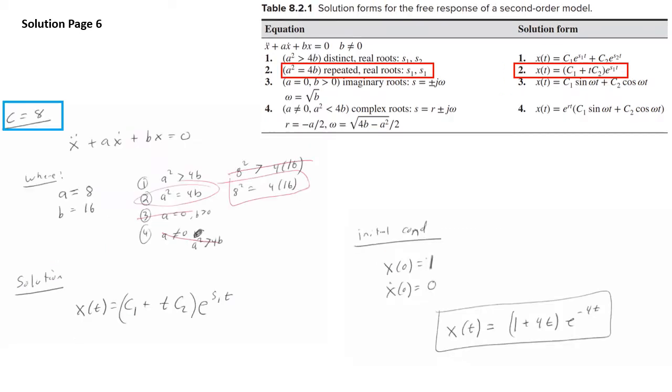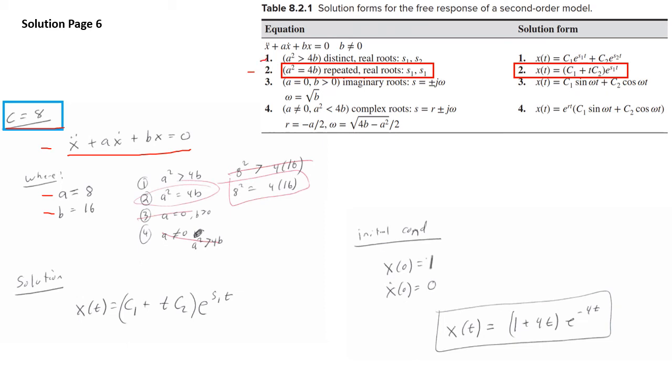So now that brings us to our third case, where our c is equal to 8. We go back to our general form again, x double dot plus ax dot plus bx is equal to 0. In this case, a is equal to 8 and b is equal to 16. So I can go down through here. Is a squared greater than 4b? No. So our first case is not there.